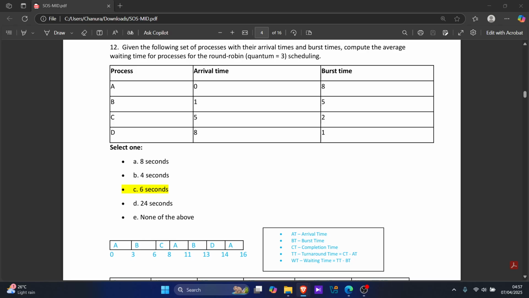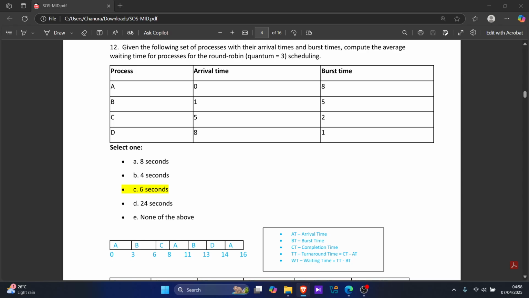Next process is B. B has 2 remaining. Run for 2 units. Time 11 to 13, B runs. B finishes. Waiting time for B, let's track that. B arrived at 1. First ran from 3 to 6. Then after being preempted, it ran again at 11 to 13. So the total waiting time is 2 plus 5 equals 7.